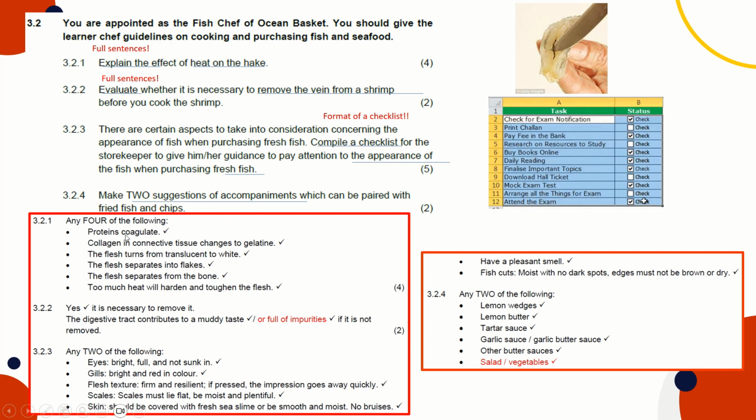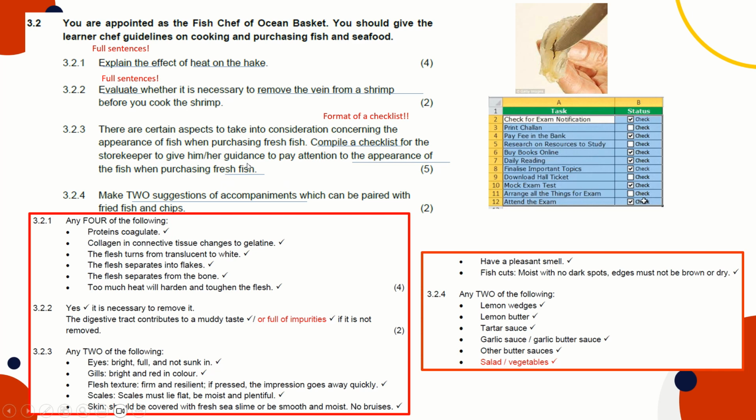Then 3.2.3, there are certain aspects to take into consideration concerning the appearance of fish when purchasing fresh fish. Take note, fresh fish, not frozen fish. Compile a checklist. Boys and girls, a checklist is where you need to tick off, as I've added to this picture. You need to tick off all the topics that have been mentioned. So this is how a checklist looks like, to give the storekeeper guidance to pay attention to the appearance of the fish when purchasing fresh fish.